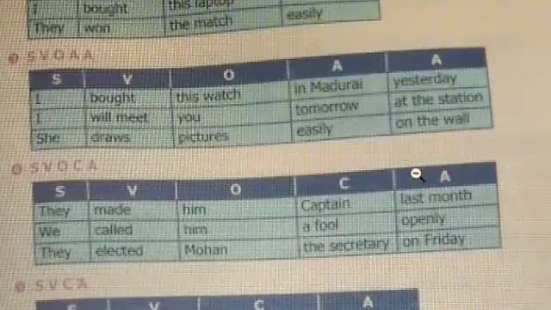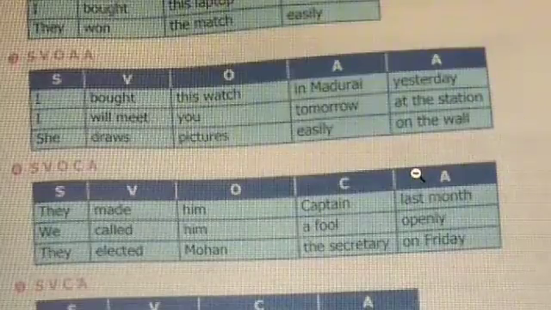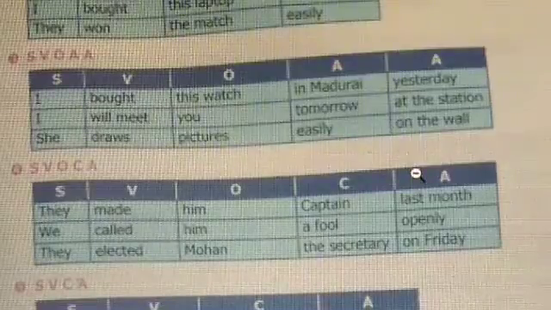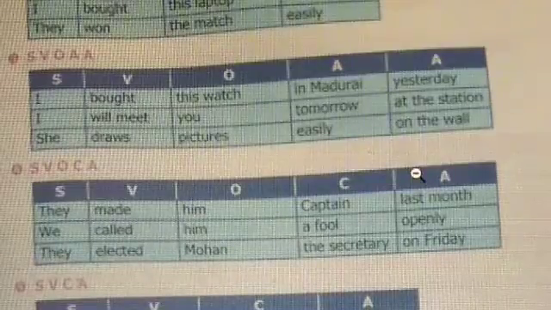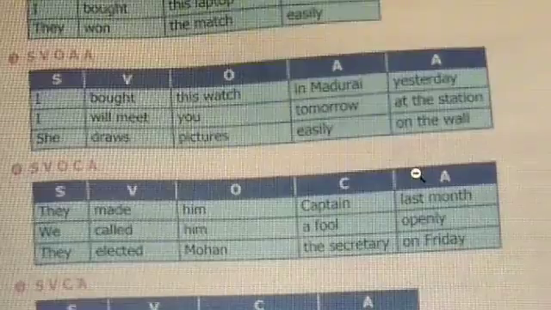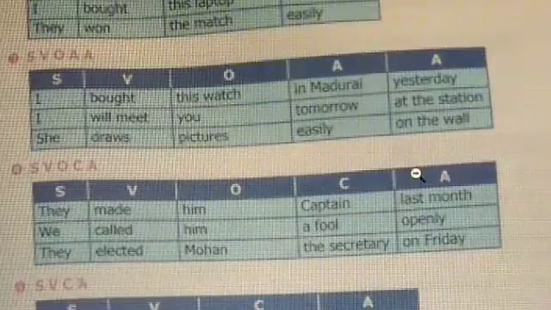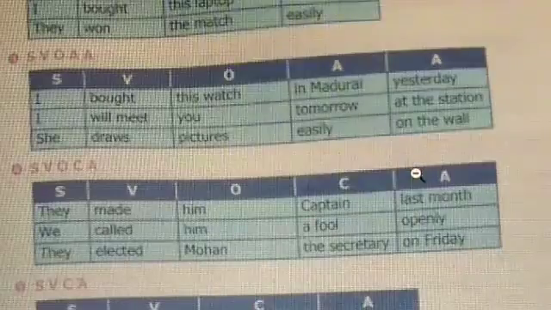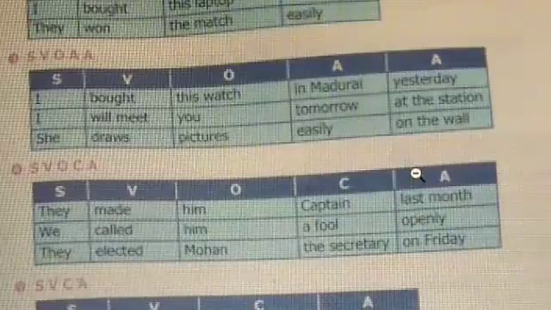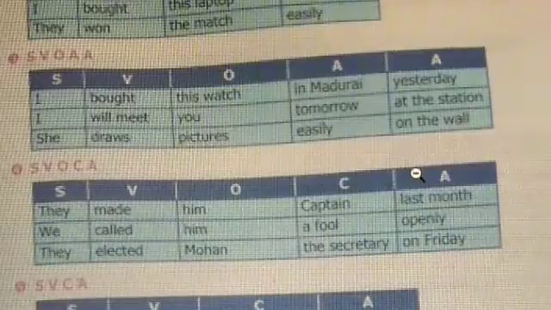Second one, you see: I will meet you tomorrow at the station. So first adjunct tomorrow shows the timing, at the station shows where. She draws pictures easily on the wall. She subject, draws verb, pictures object, easily. How does she draw? Easily. Where? On the wall. So two adjuncts are there.